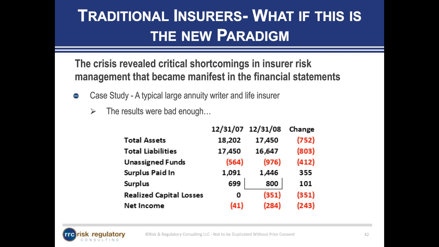So this company ended up, at the end of 2018, with $800 million of surplus, largely because of a $355 million capital contribution during the year, and just a modest net loss of $284 million, but enough to get your attention. But let's take a look a little bit deeper.